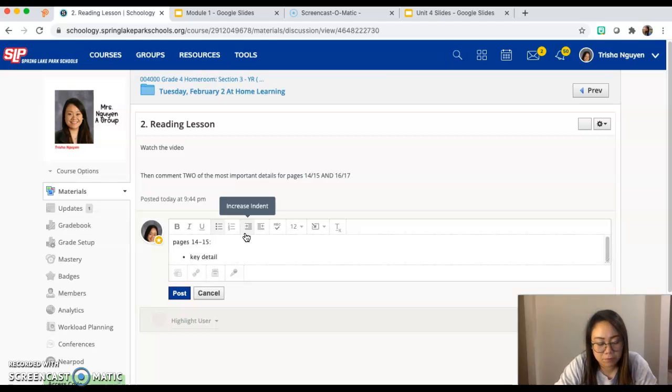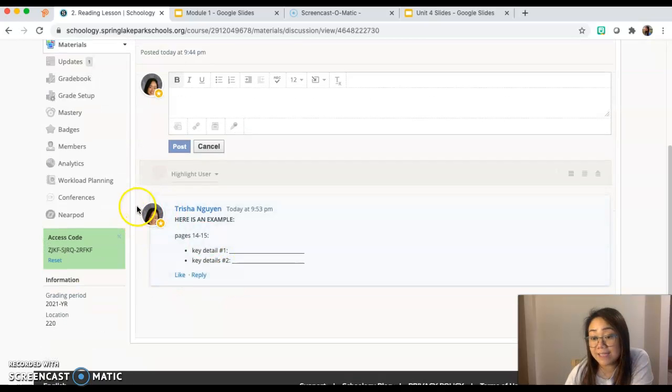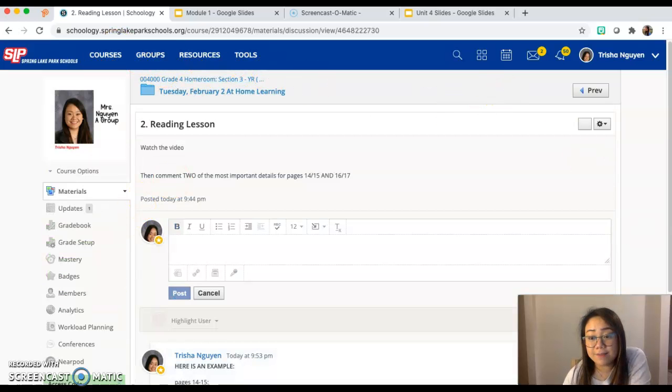I'll even do this so that you know. And then key detail number 2, this line so that you know to type something in. So this is my example. So I'll write that too. Here is an example. Okay, and then you hit post, and that's it for reading today. I will make another video soon so that you can learn how to write a summary for it.